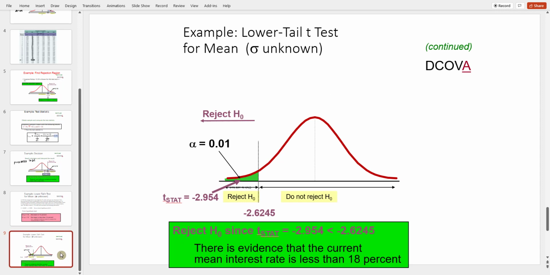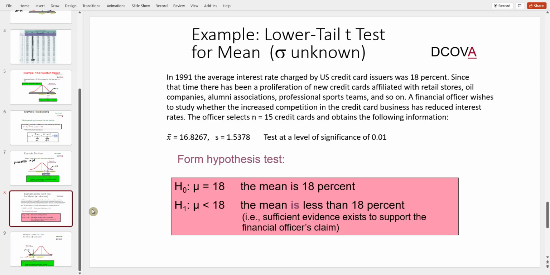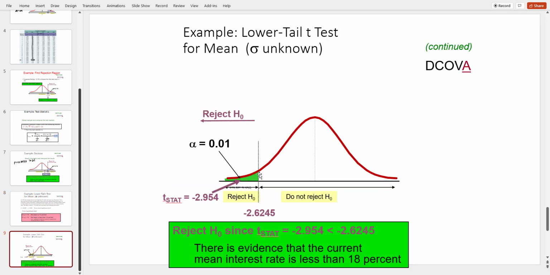Okay, so this is also a one-tailed test. This is going to be a left-tailed test because we're doing a less than. If you look at our alternative hypothesis, the inequality is less than. So this is a left-tailed test, and this green spot will be our rejection region. So this is what happens if you do it by hand.